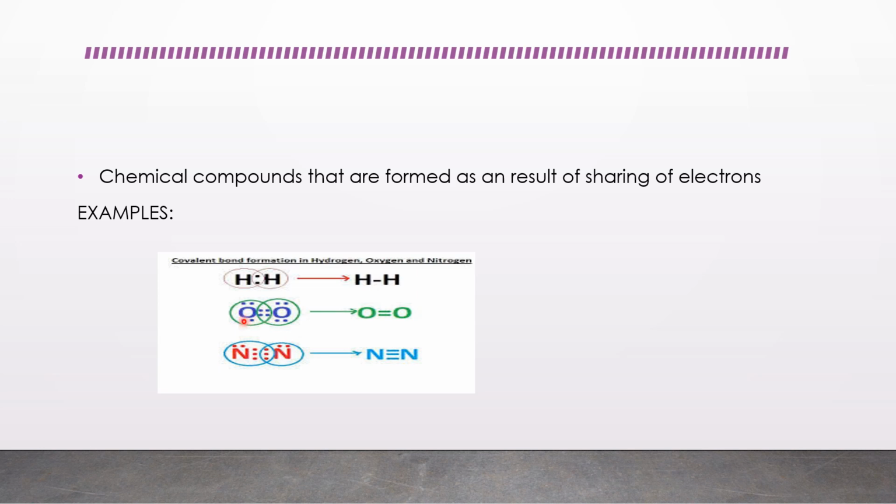Oxygen has a 2, 6 electronic configuration, so it needs 2 electrons, and it forms a double covalent bond, and nitrogen has a triple covalent bond. Okay, in this 2 electrons will be shared, in this 4 electrons will be shared, in this 6 electrons will be shared. Okay, it's a triple covalent bond.